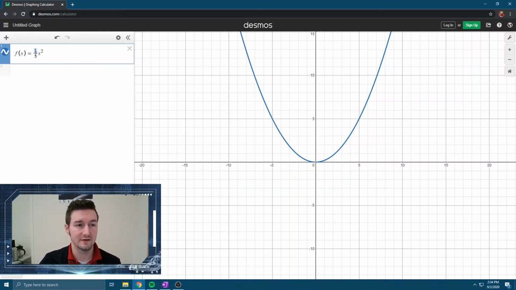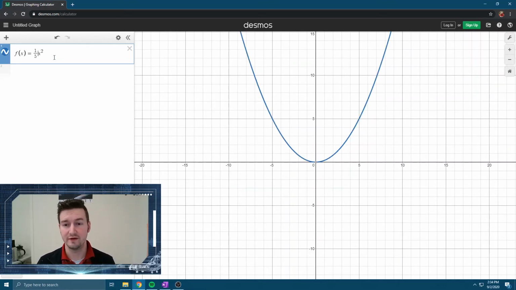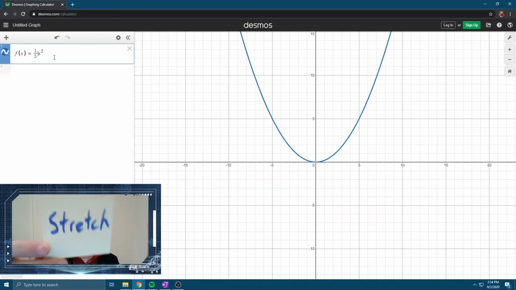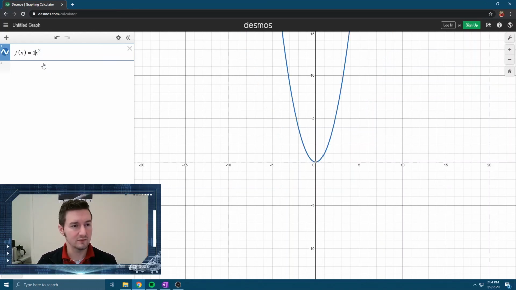Notice, like 1/5, it gets kind of stretched out. Again, I'll take that out. There's the regular normal parent function. Then let's multiply by 1/5, and boom, you can see it gets stretched out. So this is called a stretch. Our fourth type of transformation is called a stretch. And then our last one is actually pretty simple.